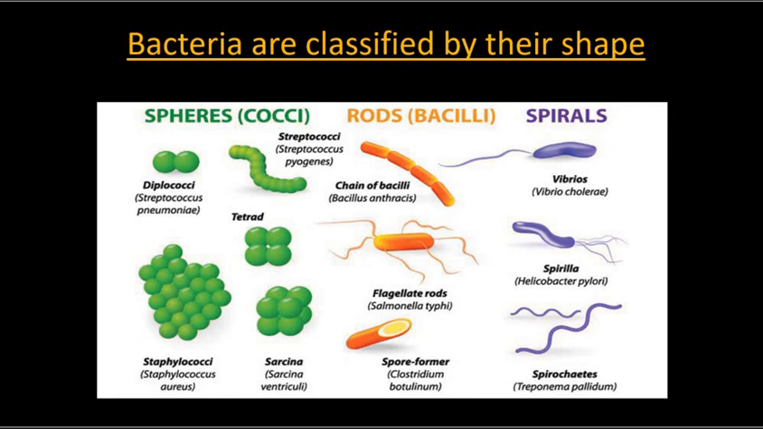Over in the spirals, there are less common ones. If you look at the Vibrio cholerae, this is one that is going to cause cholera. Not really a big issue in the United States, but in other countries especially, it does tend to be a problem. It'll make you very sick, and it's usually spread through bad sewage systems.